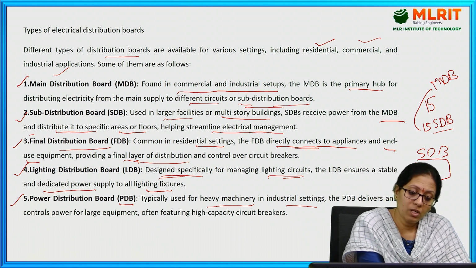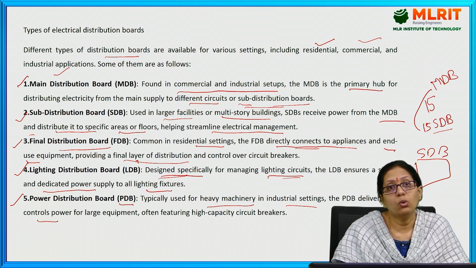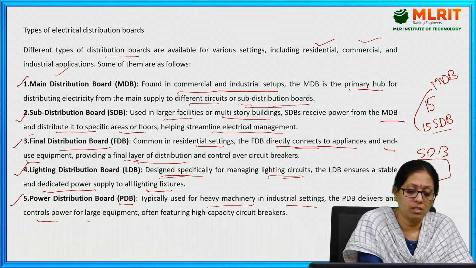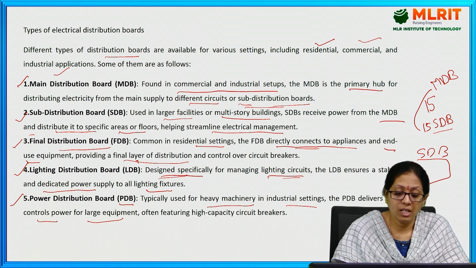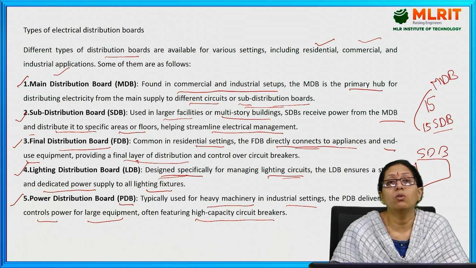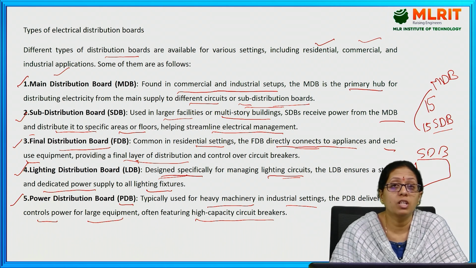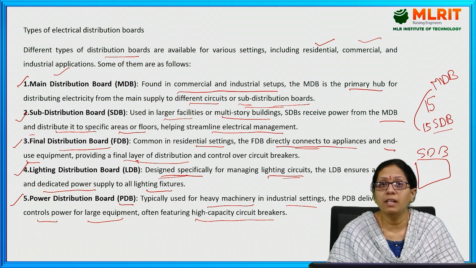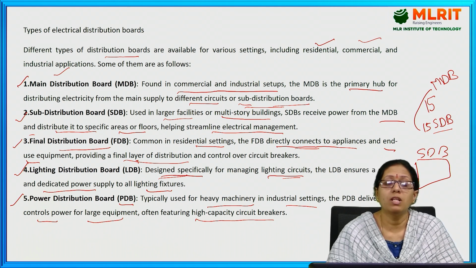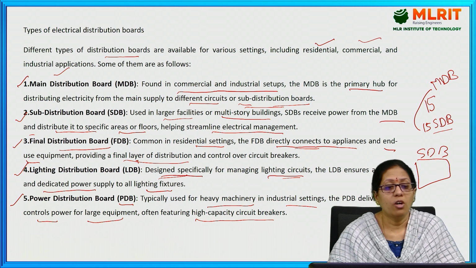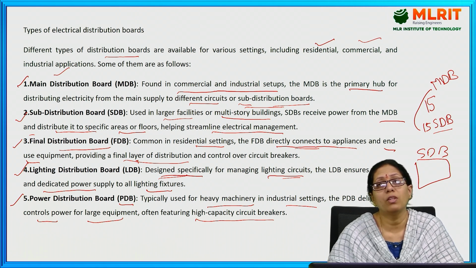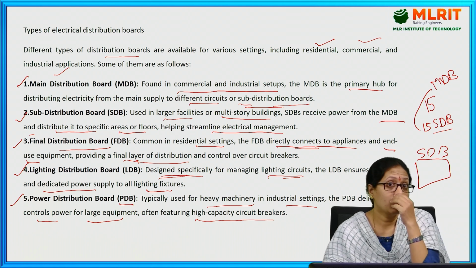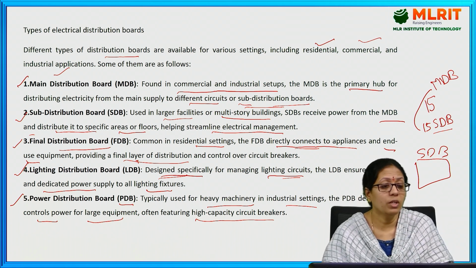The PDB delivers and controls the panel for large equipment, mostly featuring high capacity circuit breakers, because in industries heavy machinery will be there, and for controlling this heavy machinery we need to connect separate fuses or separate circuit breakers which are placed in the power distribution board separately, mostly for protection, because all these different circuit breakers or distribution boards are mostly used for the maintenance as well as the safety purpose. So in brief, I'll tell you again.